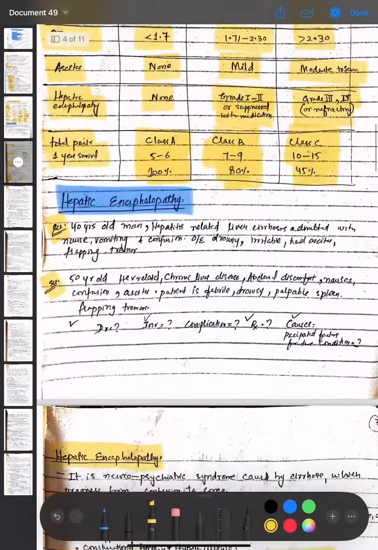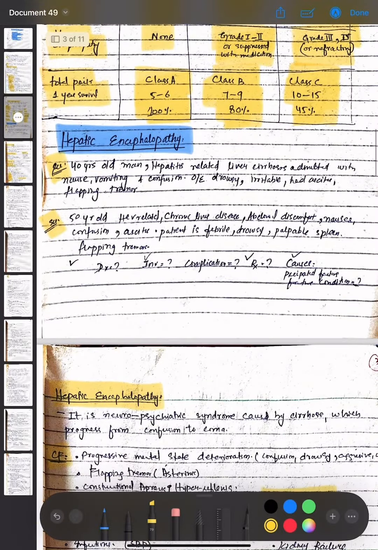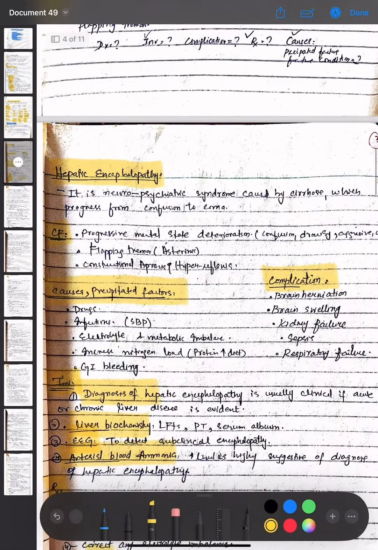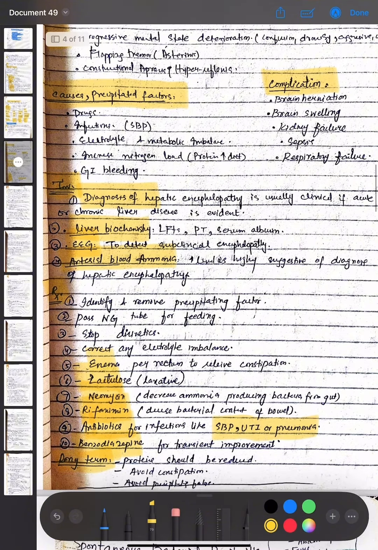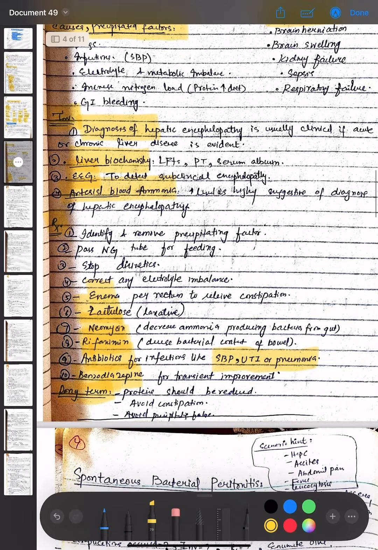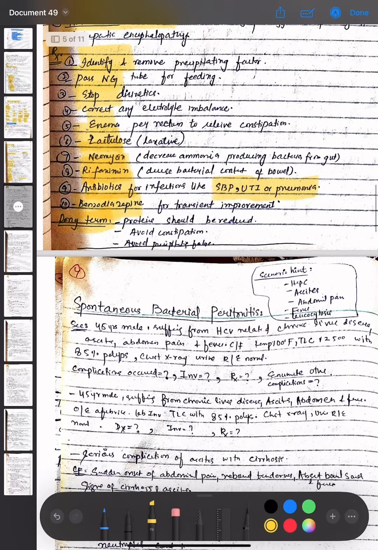So we have discussed hepatic encephalopathy: the scenario, the definition, the clinical features, the causes and precipitating factors, the complications, and the investigation options, which are clinical assessment, liver biochemistry, EEG, and arterial blood ammonia. Then the treatment options: we have to remove the gas, pass the NG tube, stop diuretics, and for long-term treatment, proteins should be reduced, constipation avoided, and precipitating factors avoided.